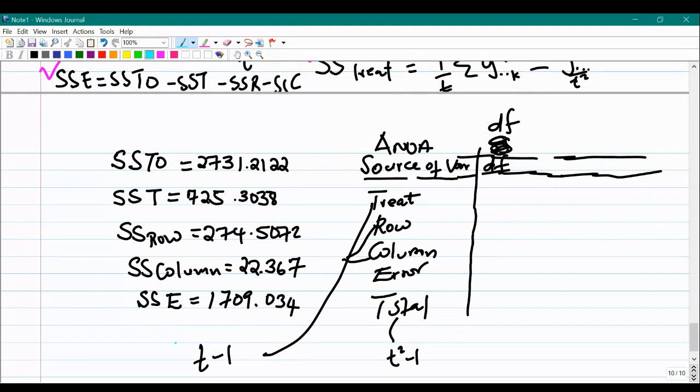How many treatments do we have? T equal to 3, right? 3 minus 1 is what, my brother? 2.